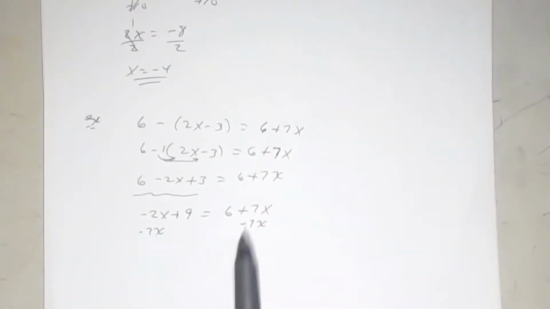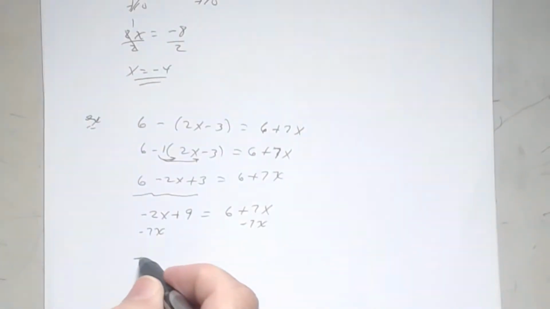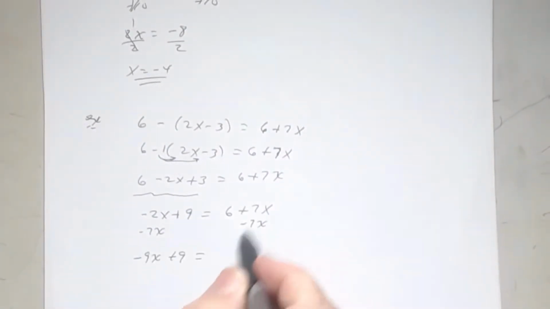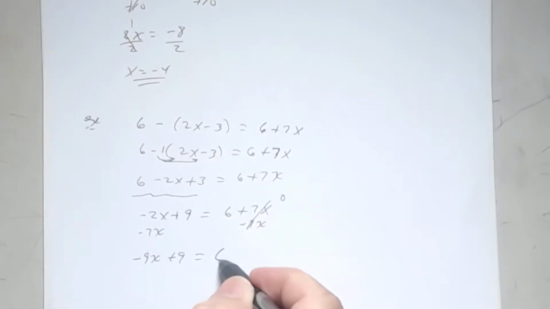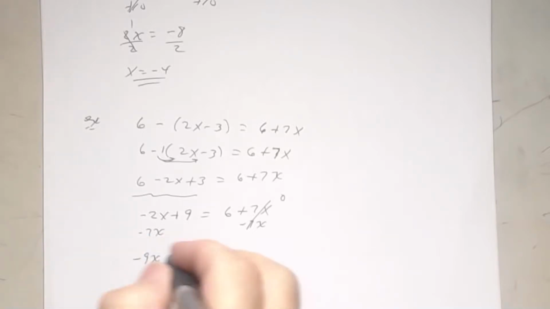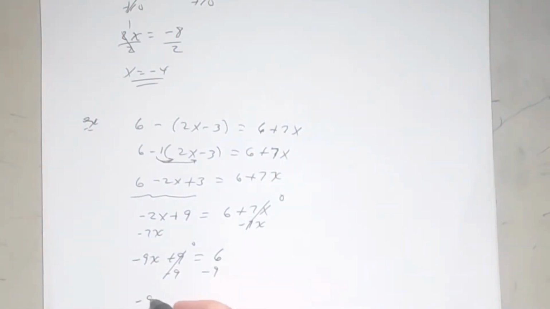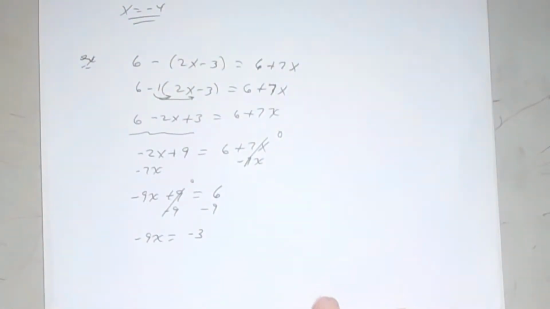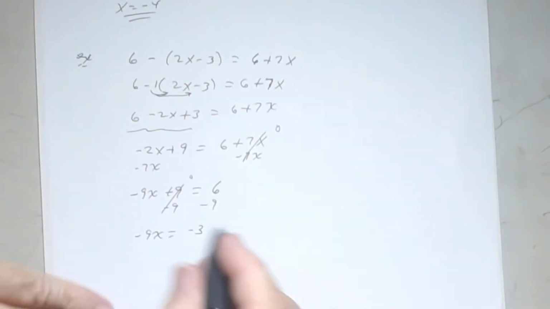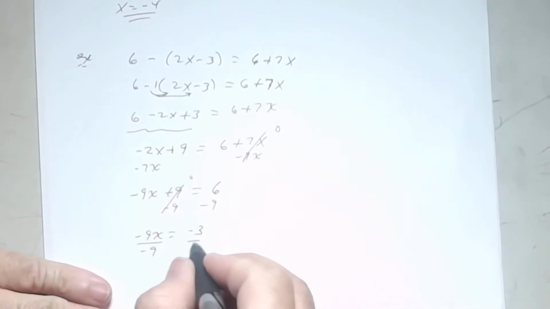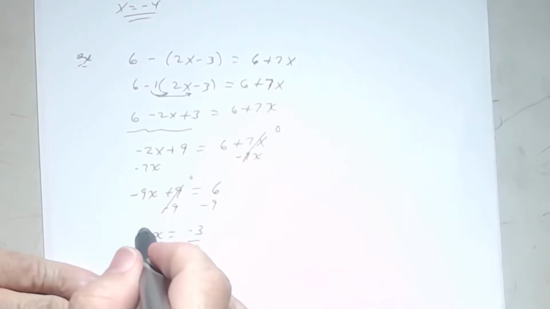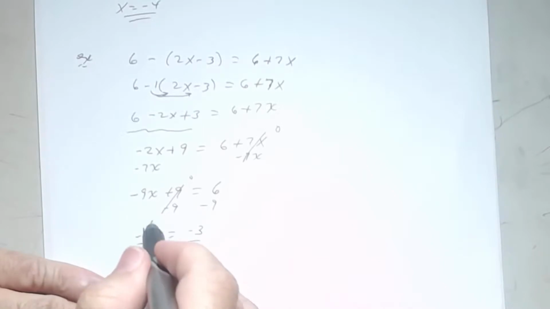All right, and then combine like terms. A negative 2x and a negative 7x is negative 9x. Plus 9 equal, this is 0, and you're left with 6, right? Okay. What's the next step? Subtract 9 from both sides. And I end up with negative 9x equals a negative 3. What's the next step? Divide both sides by negative 9. All right, and then negative 9 divided by itself is 1. 1 times x is x.